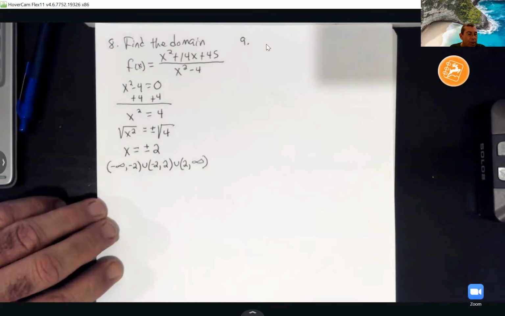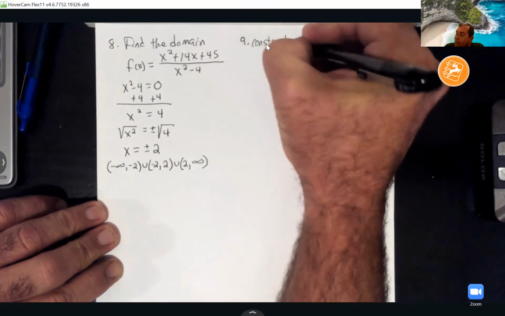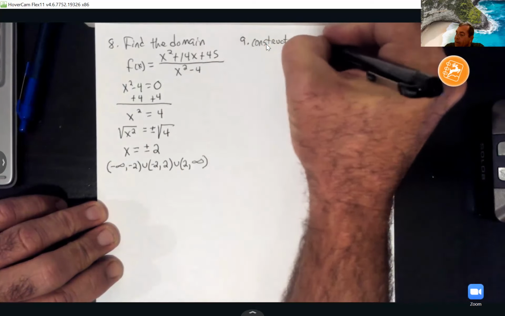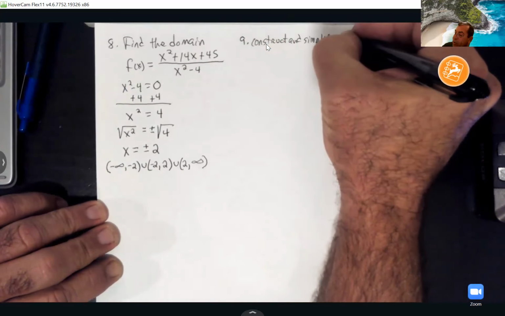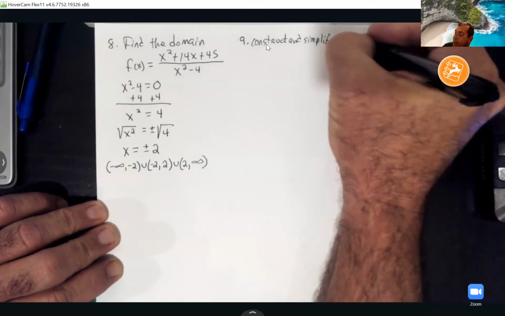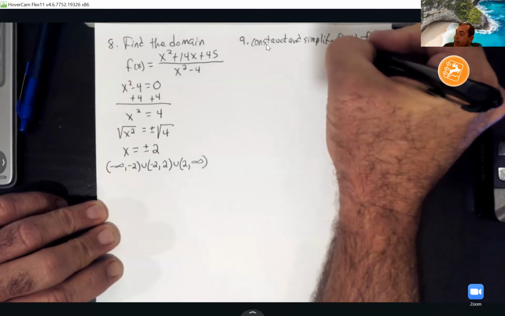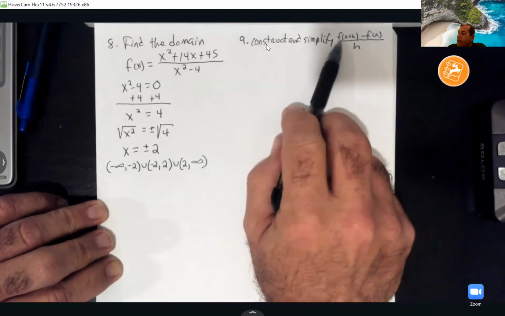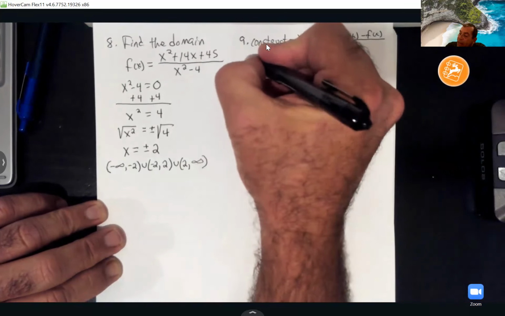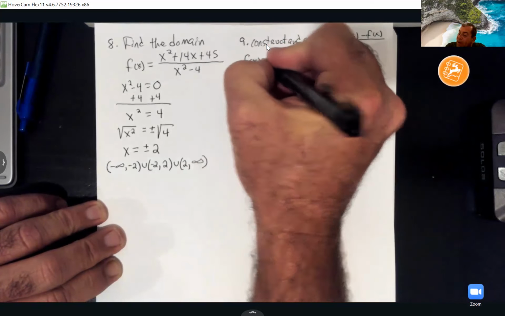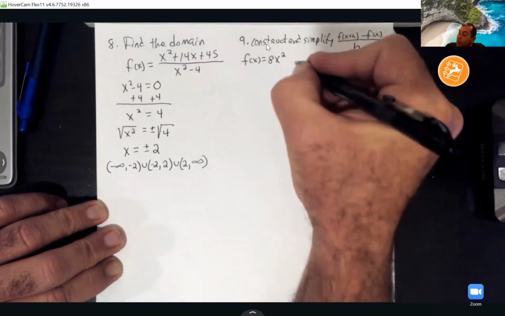All right, y'all, 9. We're going to construct and simplify the difference quotient. And remember, the difference quotient was f of x plus h minus f of x all divided by h. So f of x plus h minus f of x divided by h. Now for my function, they're giving me f of x equals 8x squared plus 4x.